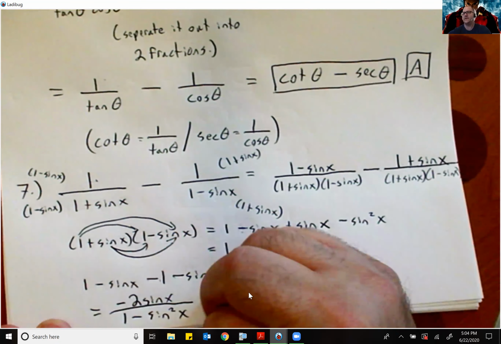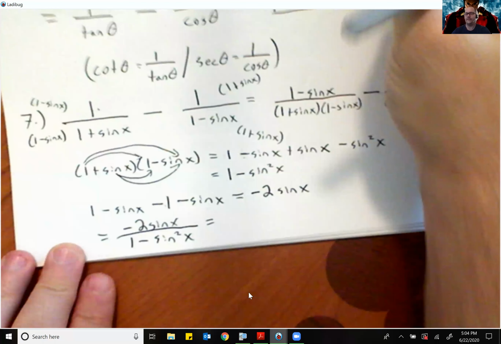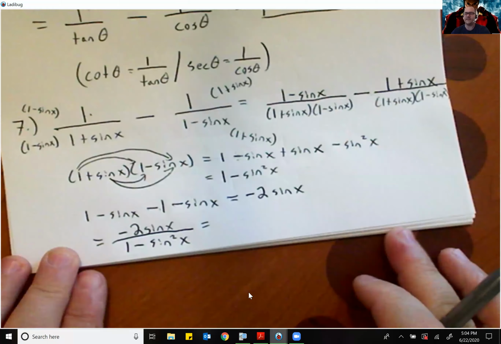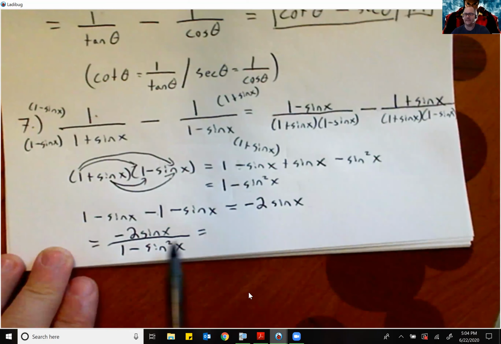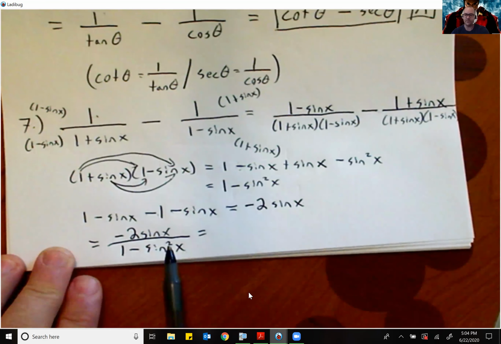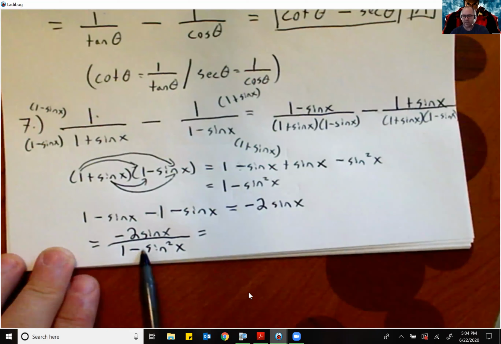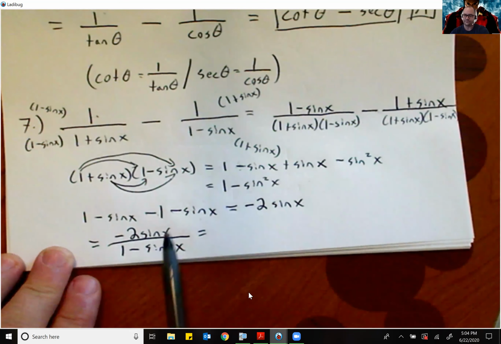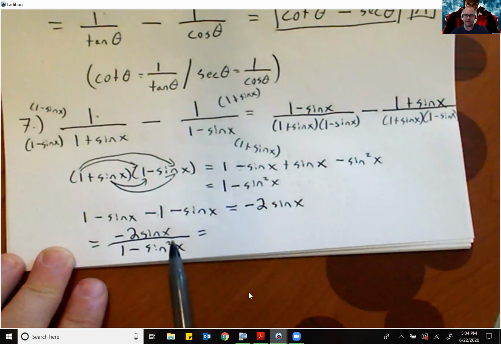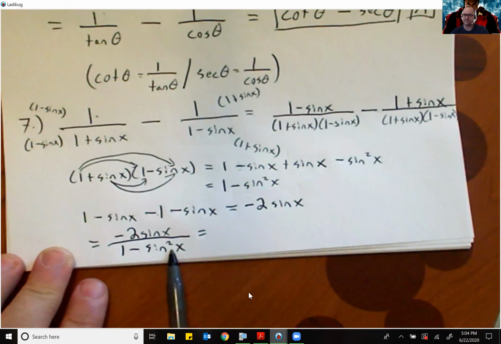But wait, there's more. Because we've seen this before. Please know that you cannot take a sine and cancel it out with one of these. The reason why you cannot cancel this sine with sine squared is because of the addition and subtraction. This is like one giant family, okay? So you cannot take sine and cancel one of these sines out. It doesn't work like that.